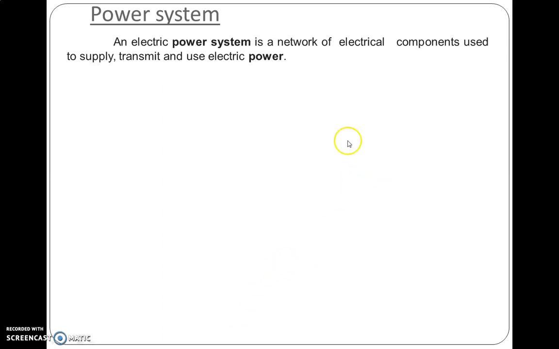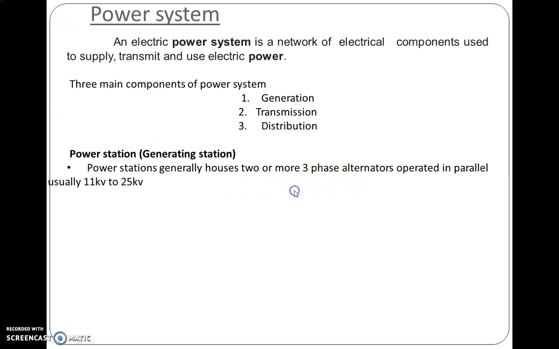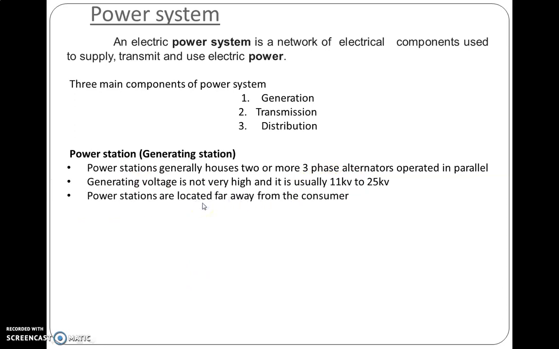An electric power system is a network of electrical components used to supply, transmit and use electric power. As we discussed earlier, there are three main components: generation, transmission, and distribution. The generating station, also called a power station, generally houses two or more three-phase alternators operated in parallel. Here the generating voltage is not very high and is usually 11 kV to 25 kV. Power stations are located far away from the consumer. Examples of power stations are steam power plants, nuclear power plants, etc.